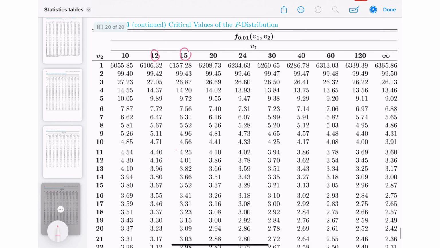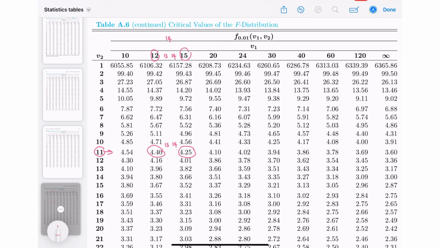So for V2, we want to check 11, so we look at this column. 14 is in between 12 and 15, so between 12 and 15 we have 13 and 14 in between. For 12 we have 4.4 and for 15 we have 4.25. So how do we find it for 14? In between we have 13 and 14.